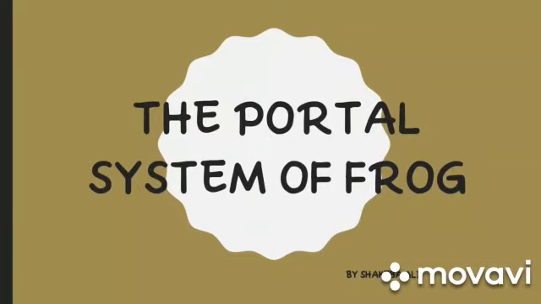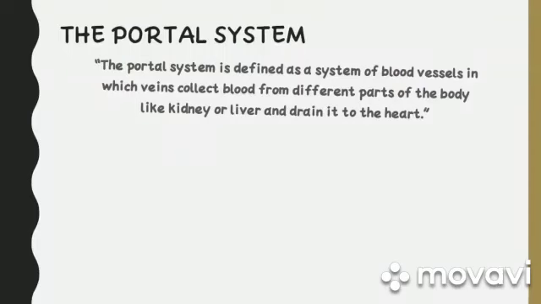Our today's topic is the portal system of frog, which is the extension of the venous system. So what is the portal system? The portal system is defined as a system of blood vessels in which veins collect blood from the different parts of the body. The blood would be deoxygenated blood, like from the kidney or liver, and drain it to the heart, obviously for filtration and then circulation.